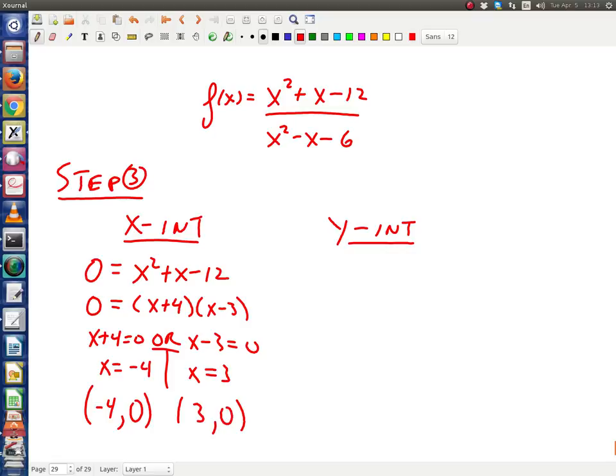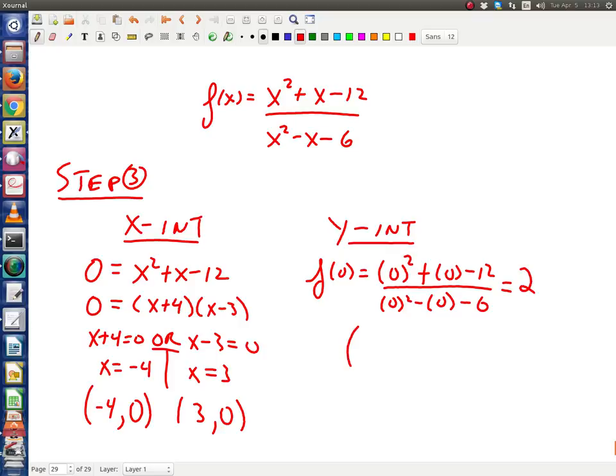Well, y-intercepts are easy. Just plug in 0 for x. What's f of 0? 0 squared plus 0 minus 12 over 0 squared minus 0 minus 6 is negative 12 over negative 6 is 2. That's the work. What's the answer? When x is 0, y is 2. That's a y-intercept. So look, now we got 3 different points to help us graph the curve. Nice. I like that. More information, the better. All right, step 4. Let's talk about the domain and the range.